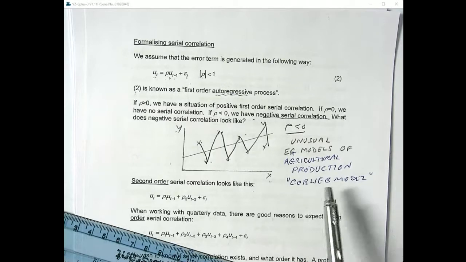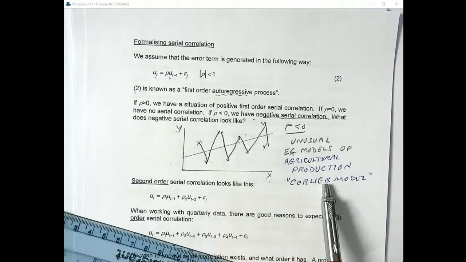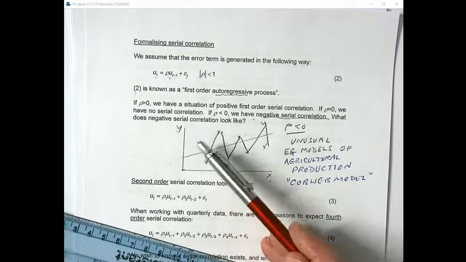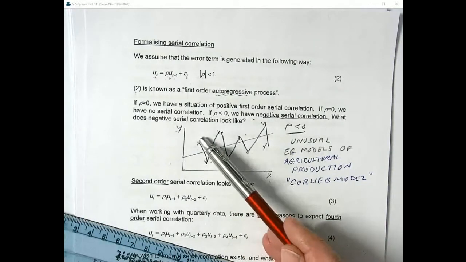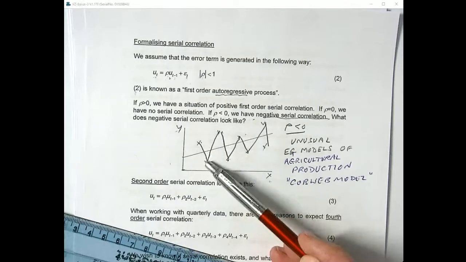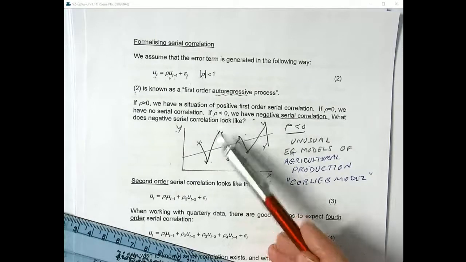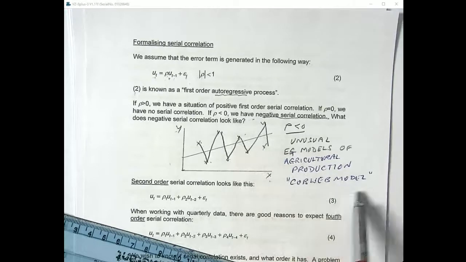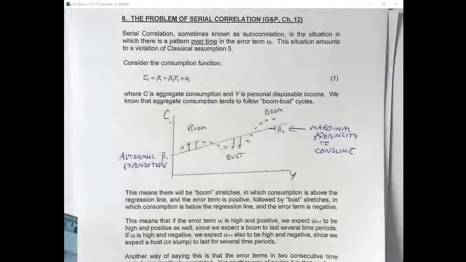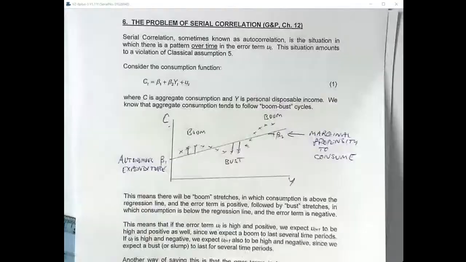So the cobweb model is a situation where agricultural production is too high one period, in the next period it's too low, and then the next period it's too high, and so on. That's one example of a situation where you might see negative serial correlation, but it's usually positive serial correlation, which is the example I showed you on the last page.